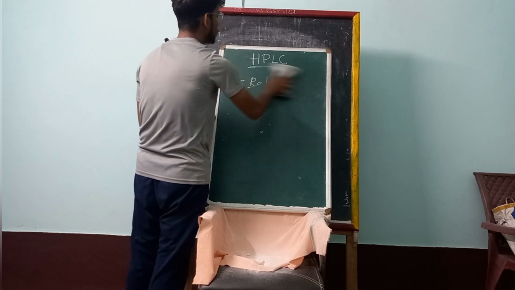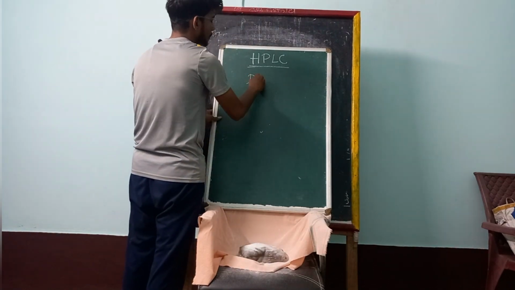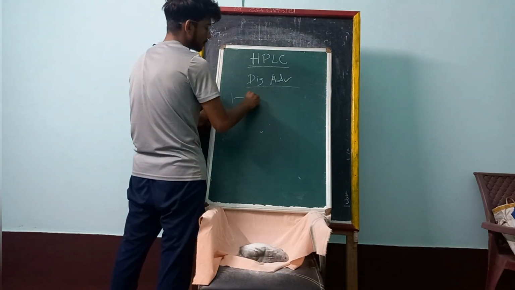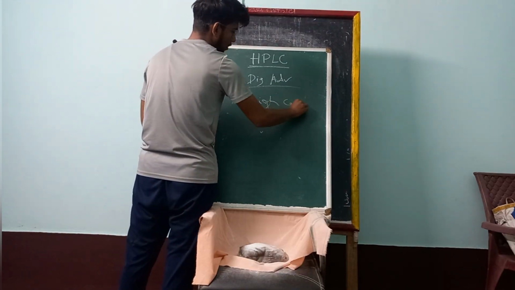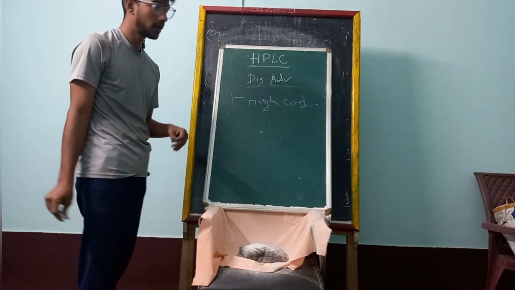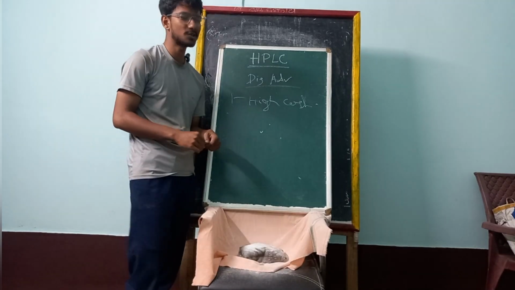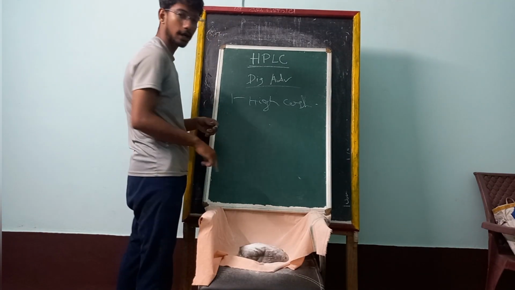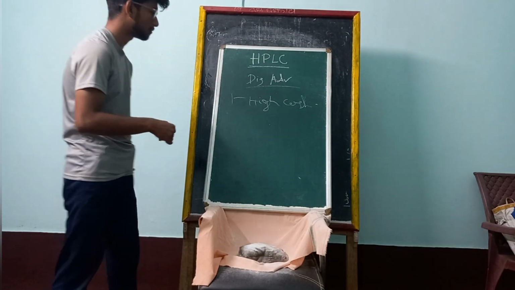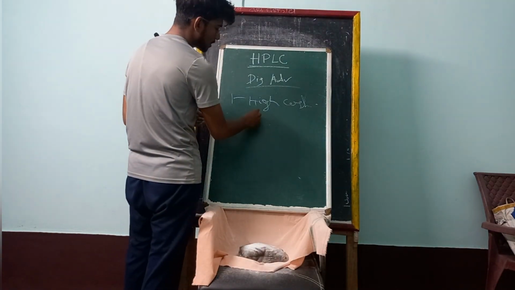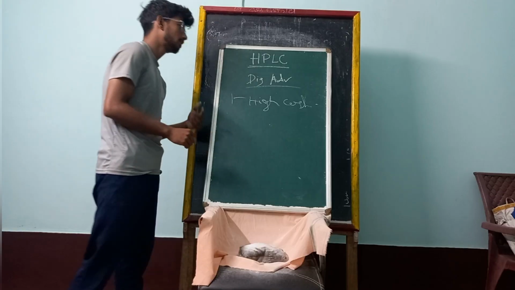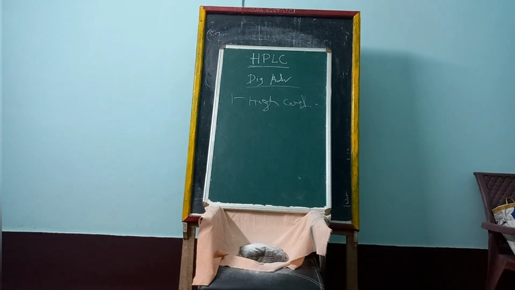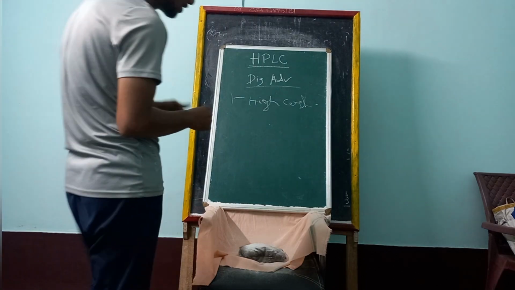Now we are talking about the disadvantages of HPLC. The first one is high cost. HPLC is a very costly instrument, and the solvents we use are also very costly. The organic solvents we use, such as acetonitrile and HPLC grade water, have a very high market price, and that is a major disadvantage. The other disadvantage is that HPLC is a very complex instrument.